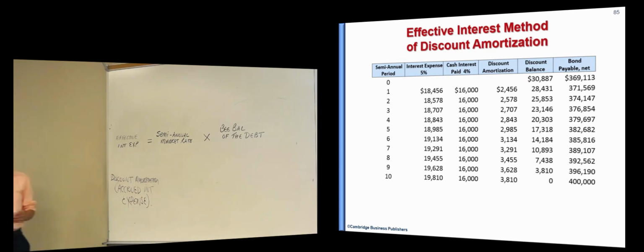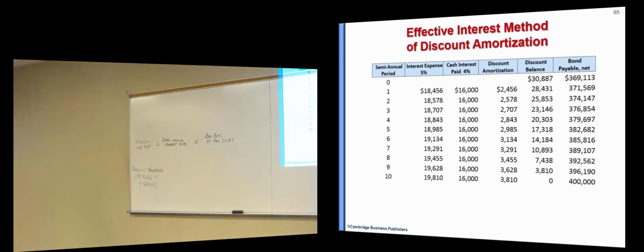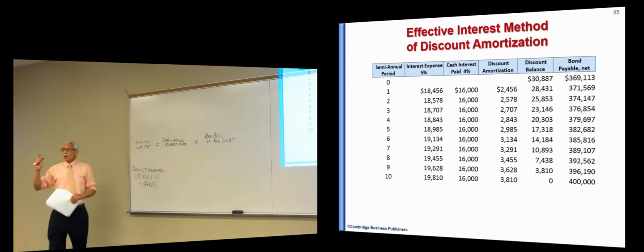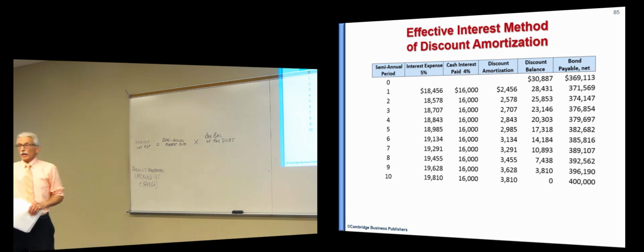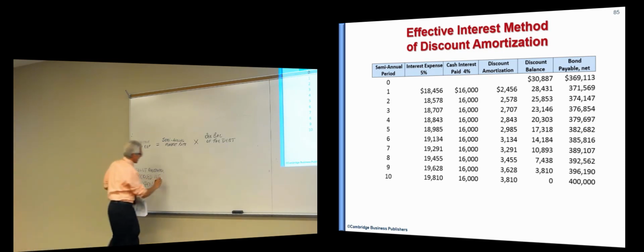The discount amortization is really accrued interest expense. It's interest incurred but unpaid. Because when do you pay the discount? At maturity. That's when you pay it back. So it's really like any other accrued interest. And that's going to be equal to the effective interest expense.